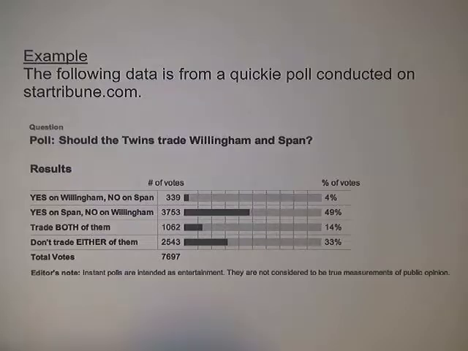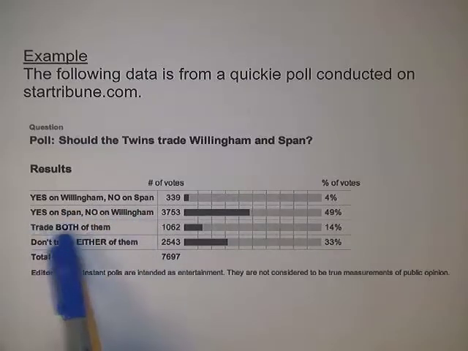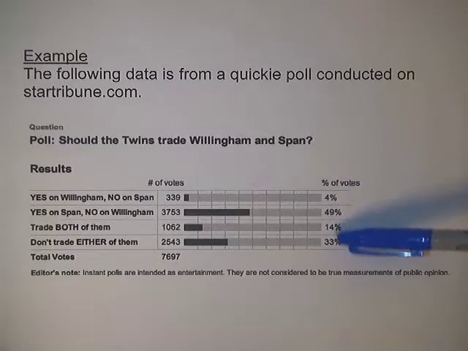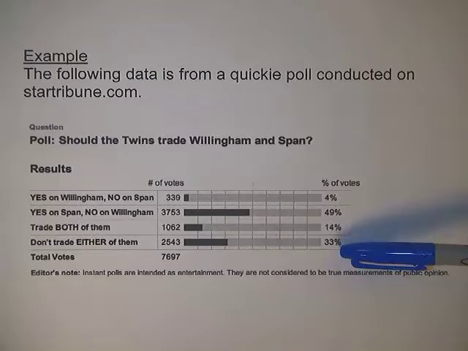There were four different outcomes. It was yes on Willingham, no on Span. Yes on Span, no on Willingham. Trade both of them. Don't trade either of them. Then we can see the percentage of votes over here: 4%, 49%, 14%, 33%.